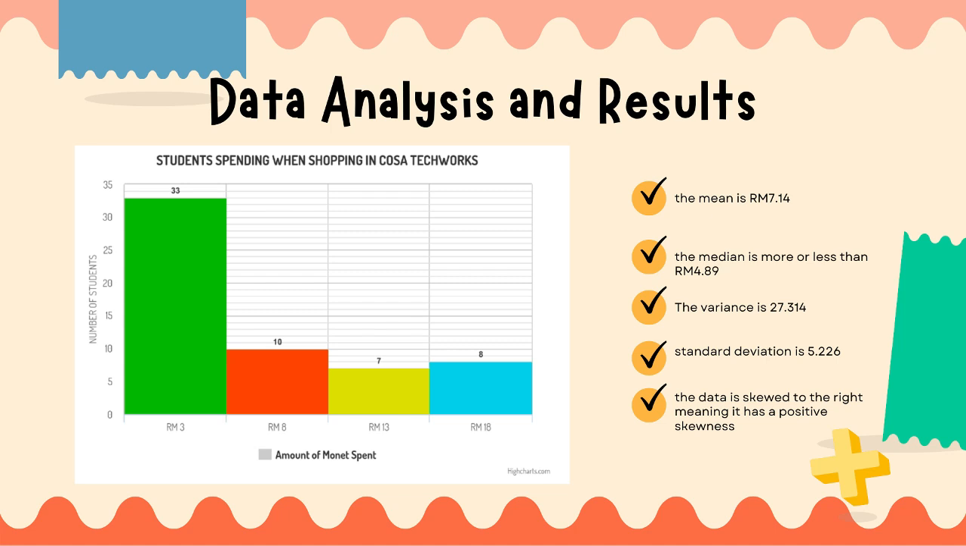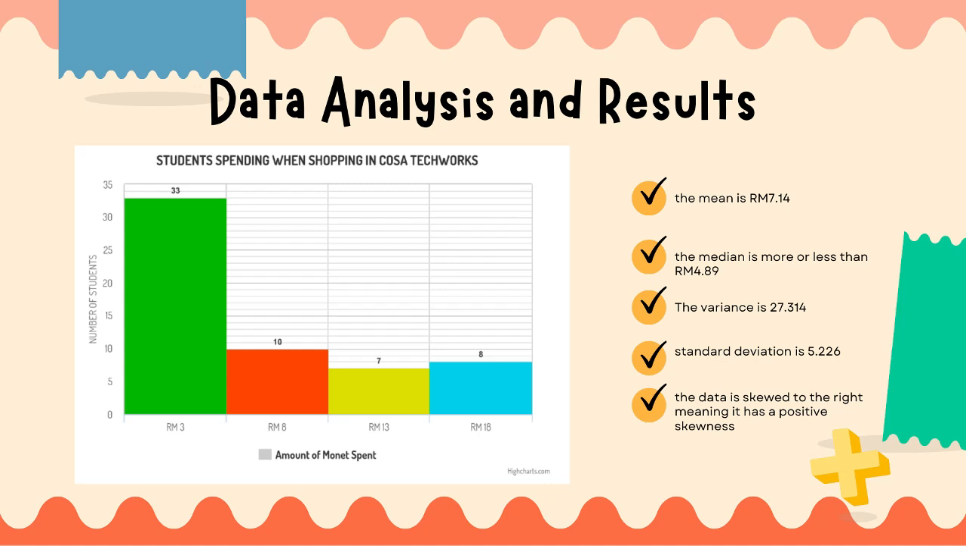Now, I will be explaining data analysis and results for 5.2, which is student spending when shopping in COSA Tech Workshop. So, based on the questionnaire, most students spend 1 ringgit to 5 ringgit in the shop with a frequency of 33, while 10 students spend 6 ringgit to 10 ringgit and 7 students spend 11 ringgit to 15 ringgit in the shop. Lastly, there are 8 students that spend more than 15 ringgit in the shop.